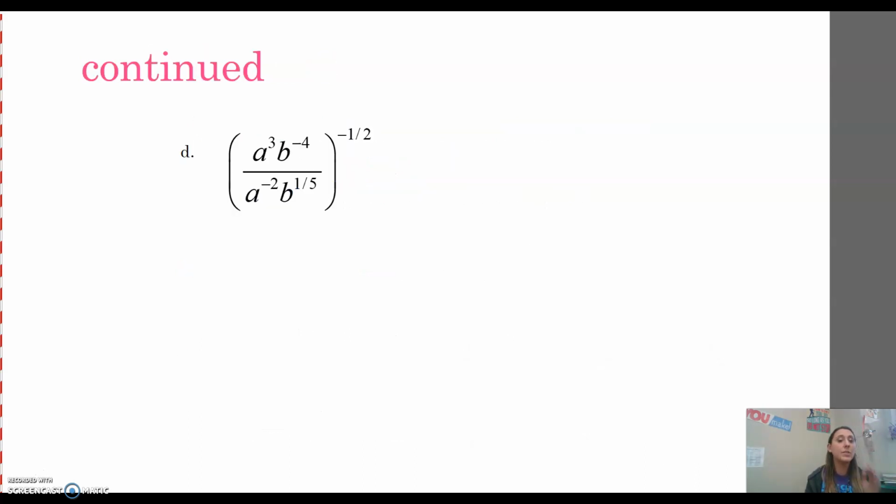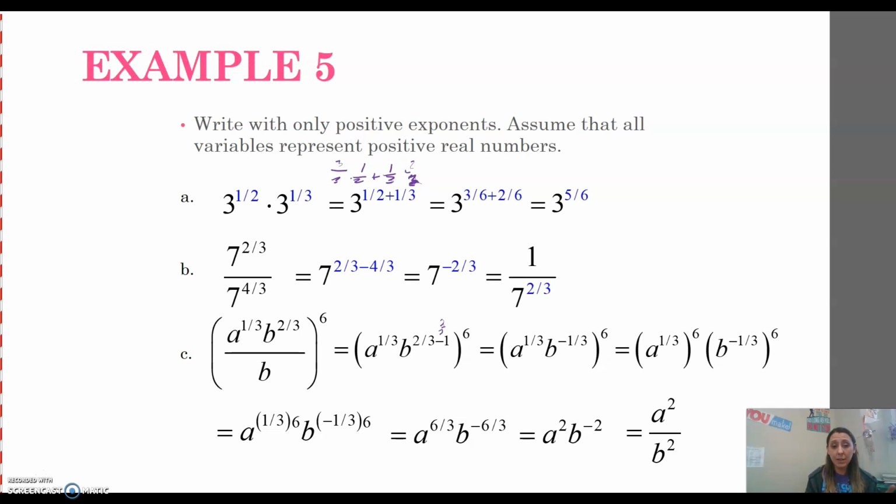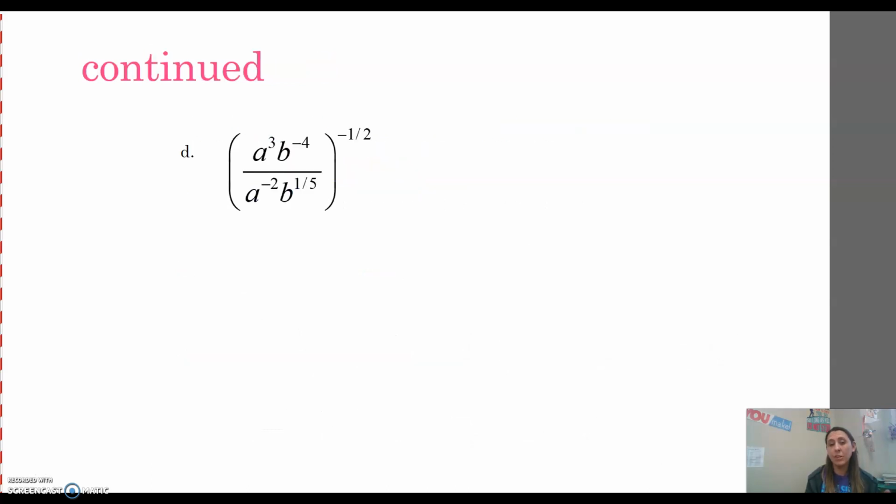Okay, now we're going to do this. So this C was a good example of a meeting level question, but this is also a good meeting level question. So again, I'm going to deal with the stuff inside the parentheses first. So I'm going to do a to the 3rd minus negative 2, b to the negative 4th minus 1/5.